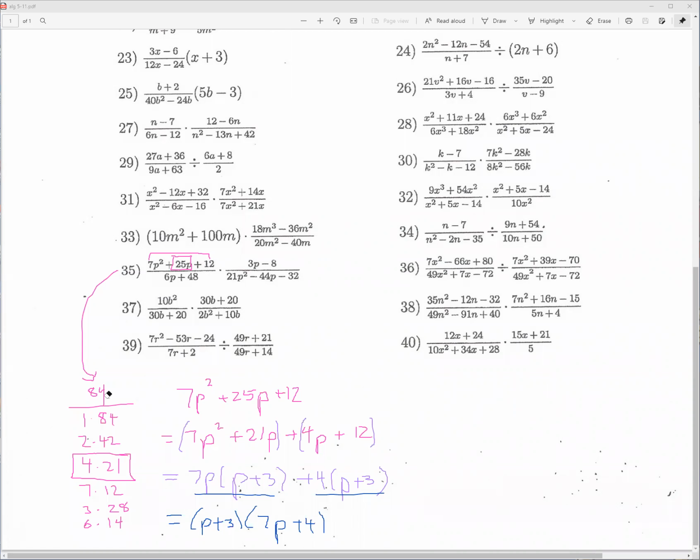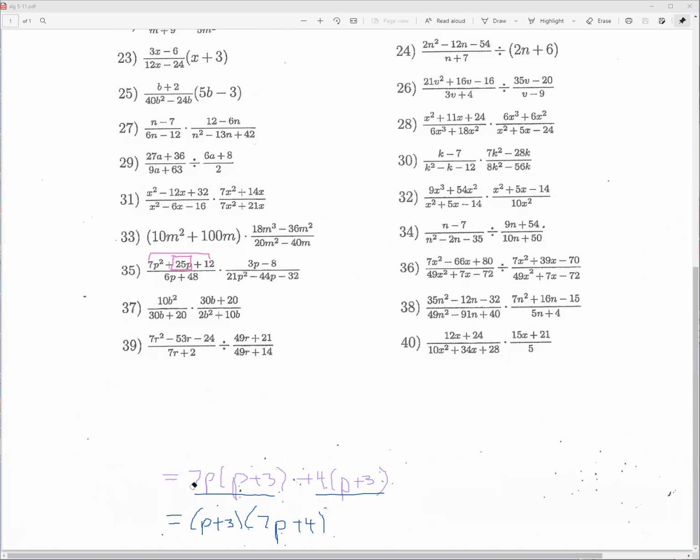Now, there are plenty of other ways that teachers have taught to do these kinds of questions. If you prefer a different technique, use a different technique. But I want to demonstrate one way just in case you have a very overzealous teacher who is going to be going extensively into some really tough questions like these down here. So that's p plus 3, 7p plus 4.